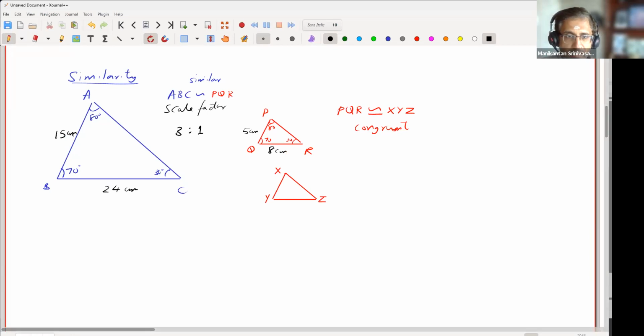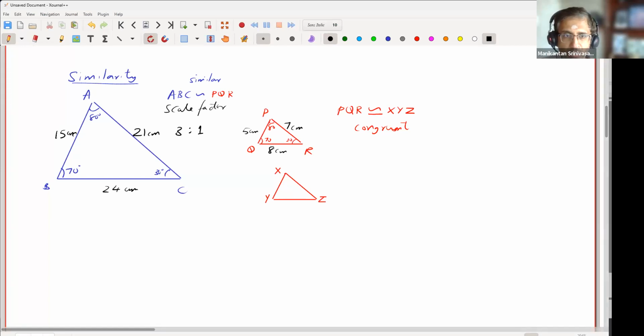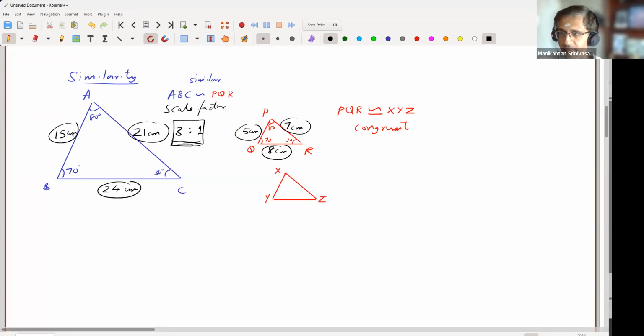Likewise, I'll make up some number here. Let's say this is 21 centimeters. This will be 7 centimeters. So the ratio 15:5 is the same ratio as 21:7, is the same ratio as 24:8. That ratio is called the scale factor, which is 3:1. Does it make sense?